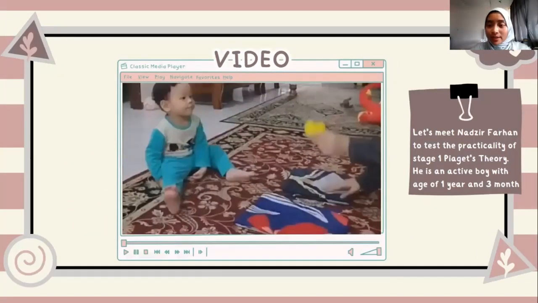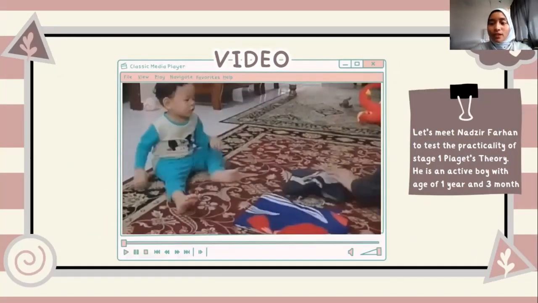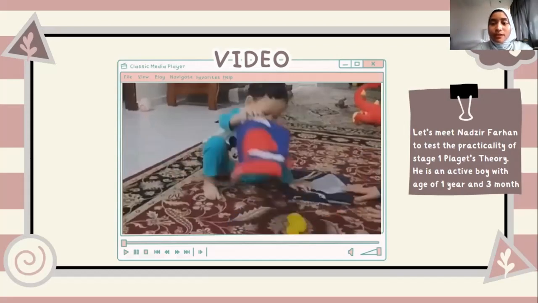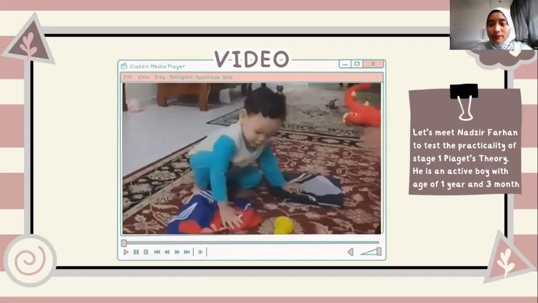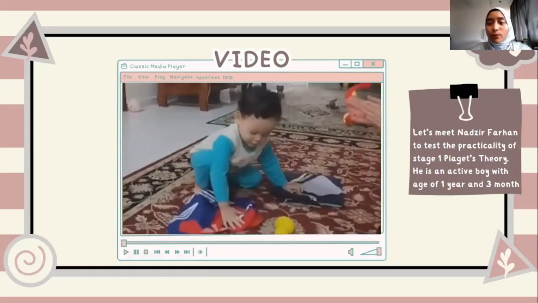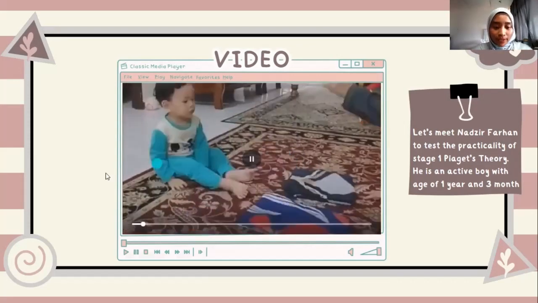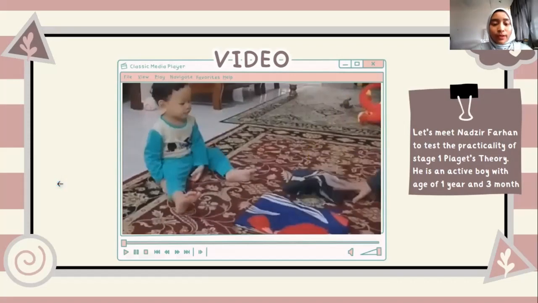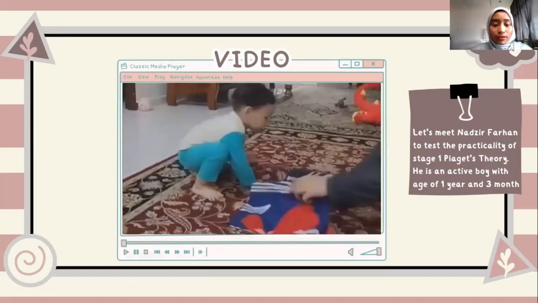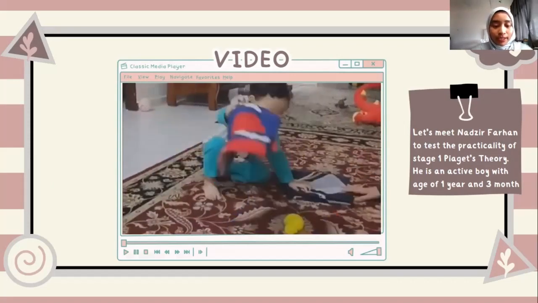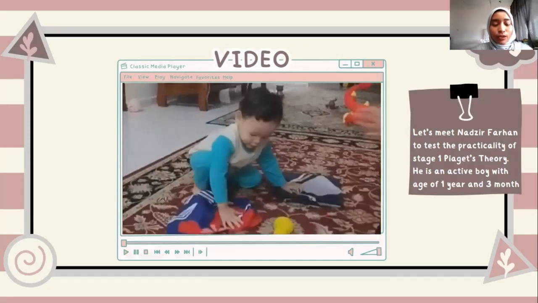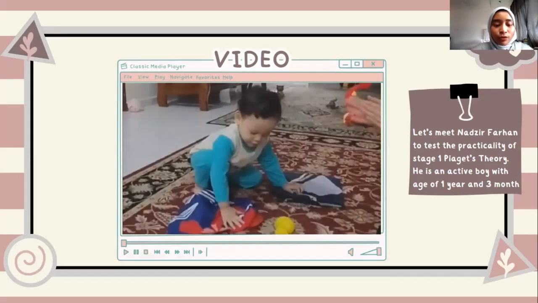So this is the experiment to test the practicality of stage 1 of Piaget's theory. This is Nazir Farhan. He is an active boy with the age of 1 year and 3 months. For this experiment, I prepared 2 blankets. I took one of his toys under one of the blankets. Then I replaced the toy into another blanket, which Nazir had watched. Hence, he chose that blanket.